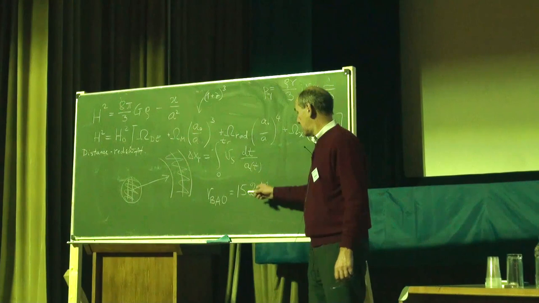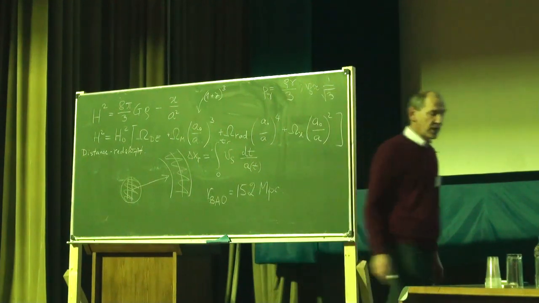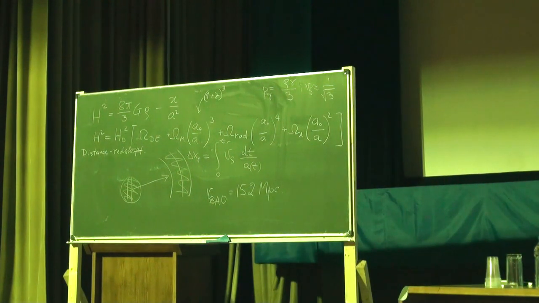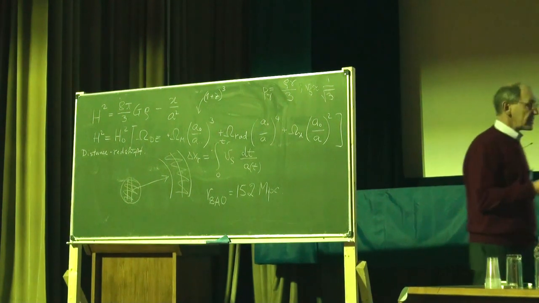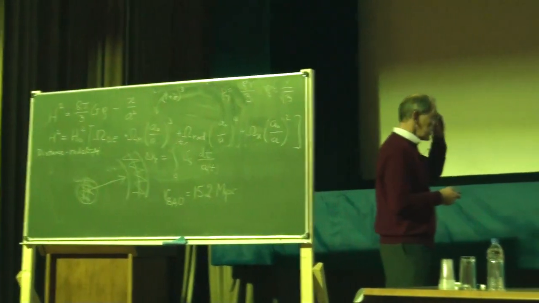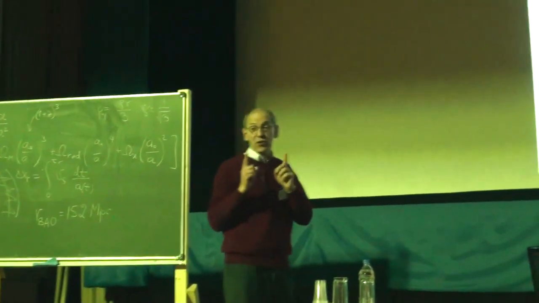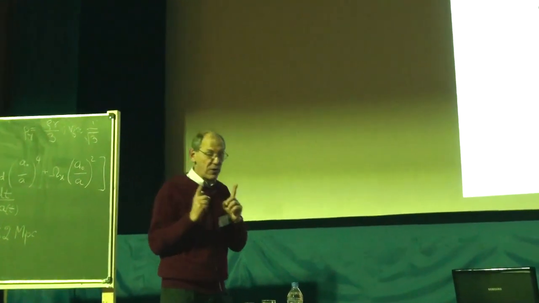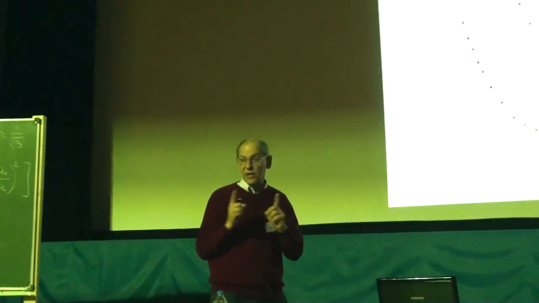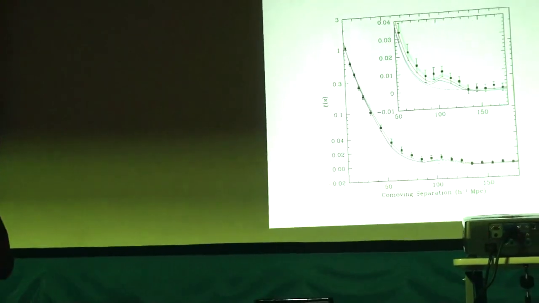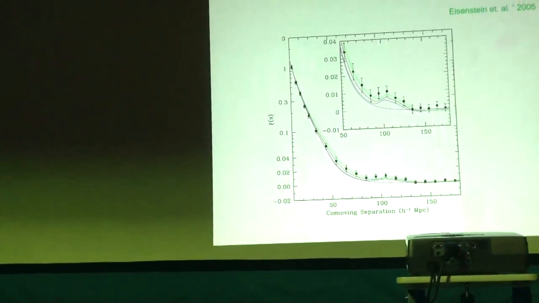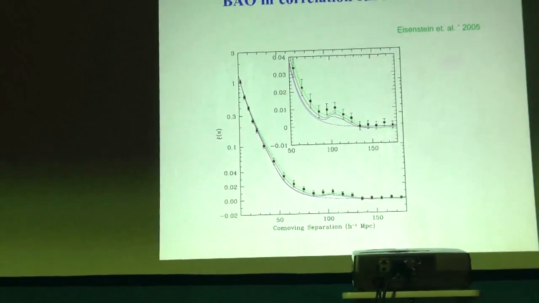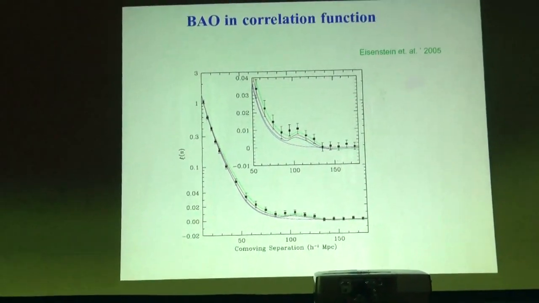Okay, that's the comoving distance today of this feature in the spectrum, in the correlation function of galaxies. And that has been measured. And that's a standard ruler, that's the important thing. You have a standard ruler, you know precisely the distance. That's very useful for cosmology to know absolute distance, and absolute distance is here, okay?